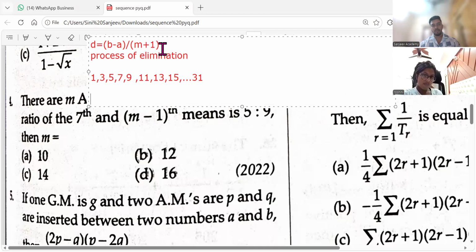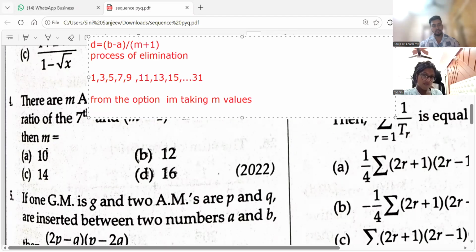30 by M plus 1. What is my M plus 1? From the options, I'm taking the M values, and I should not get any fractions. Okay, so what is it?